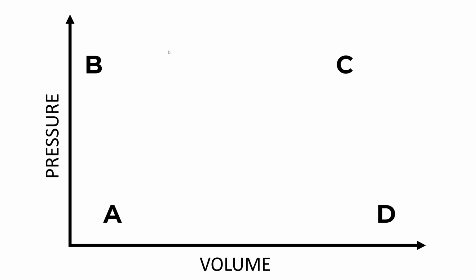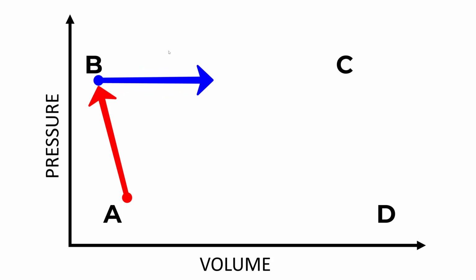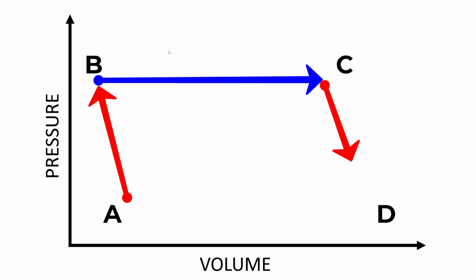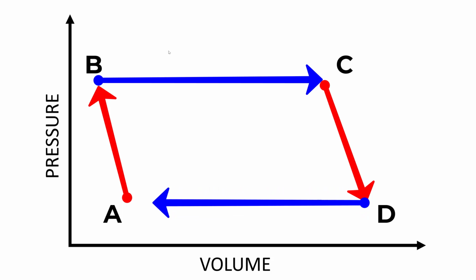In our lab, we're going to take an engine through the following cycle. We'll start at state A and go to state B via an isothermal compression. Then we'll go from state B to state C via an isobaric expansion. From state C to state D via an isothermal expansion. And from state D back to state A via an isobaric compression.